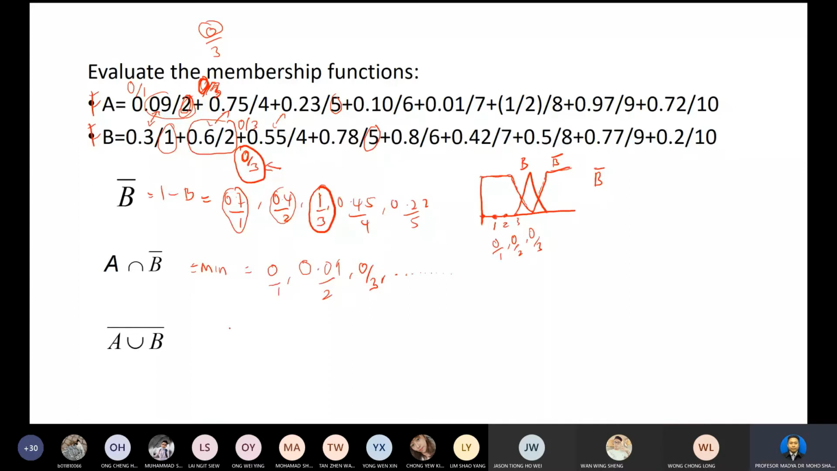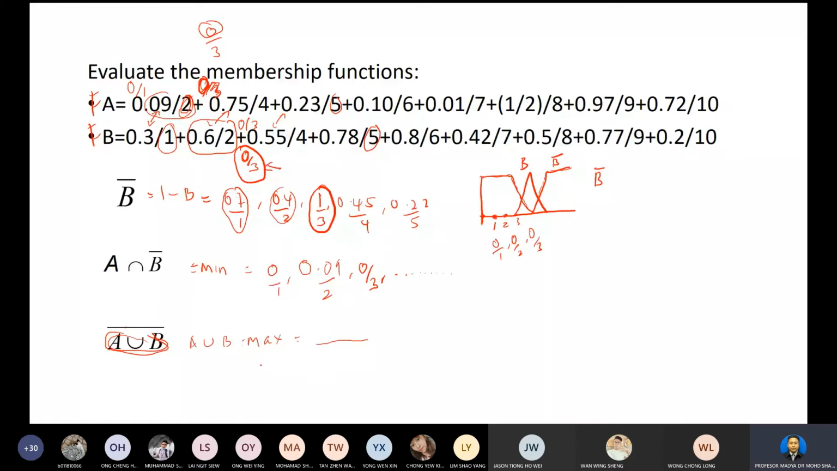And then this one, you can do this operation first. For example, this is a tricky question. First you can do this operation. A union B means you have to select the maximum. After you get the answer, then you can do the complement.